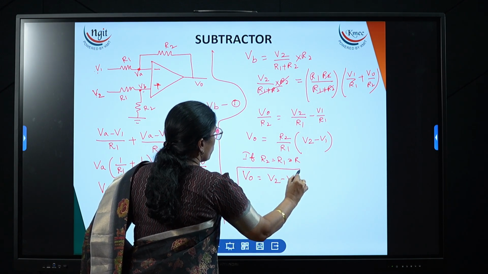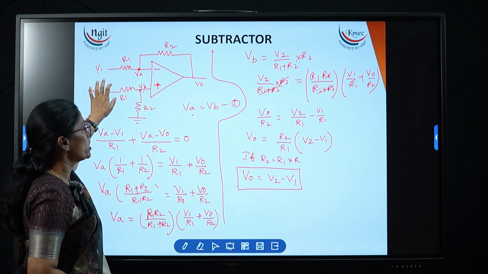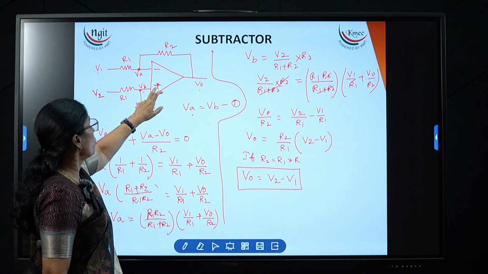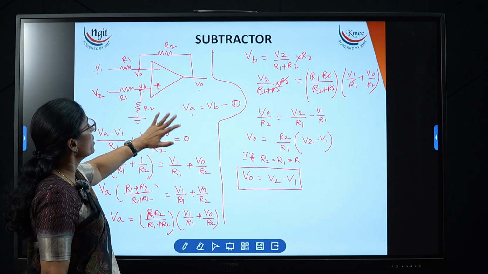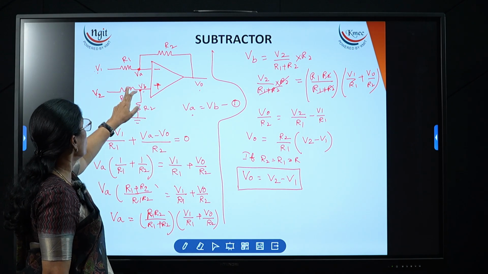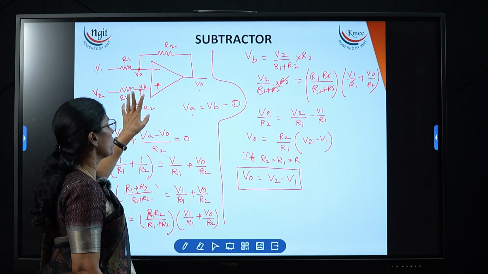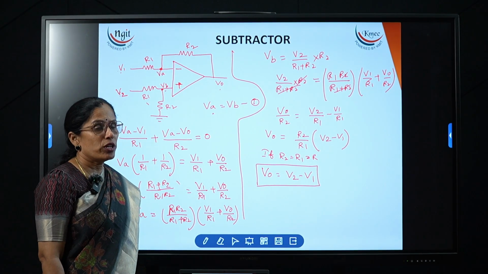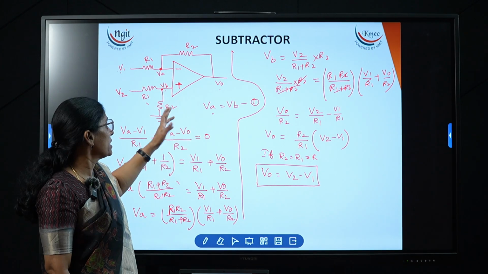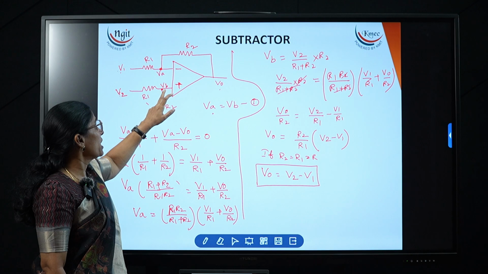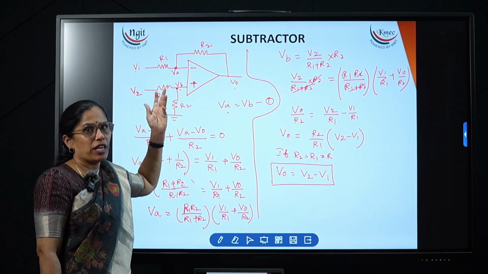Now this is about the subtractor. The output is the difference of the two inputs, that is the positive terminal voltage minus the negative terminal voltage. So this is a subtractor. If you want gain, then you have to take it like this: both R1 resistors the same, both R2 resistors the same. If two different voltages are given and all four resistors are different, how to calculate? The same way. You apply the nodal analysis at B, apply the nodal analysis at A, and derive the expression.